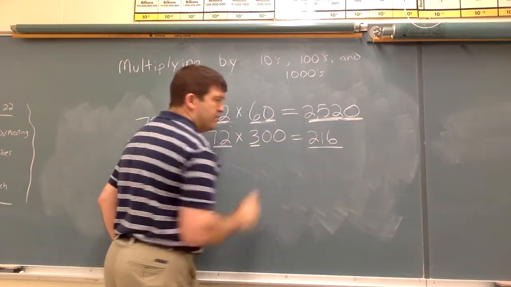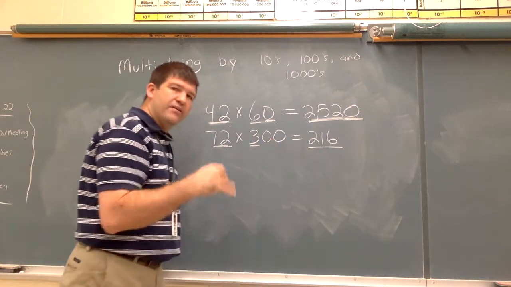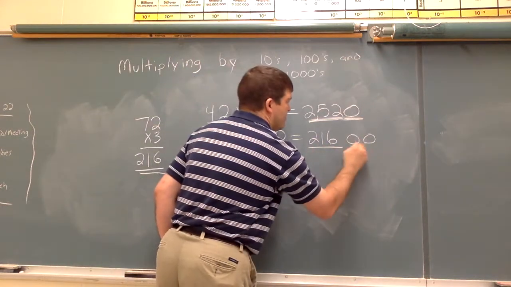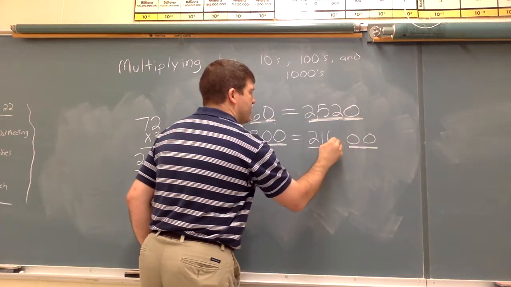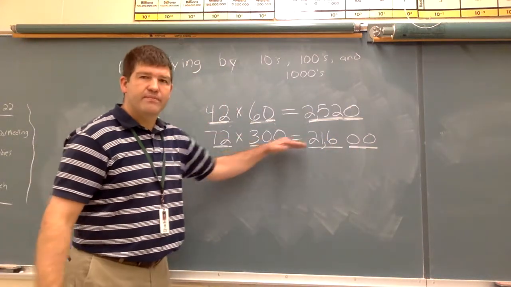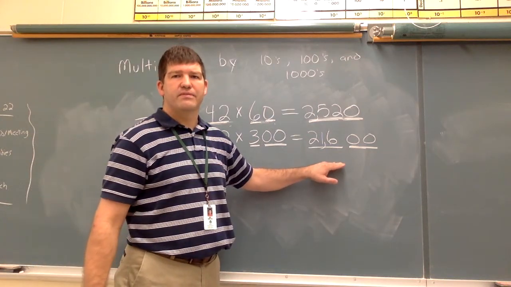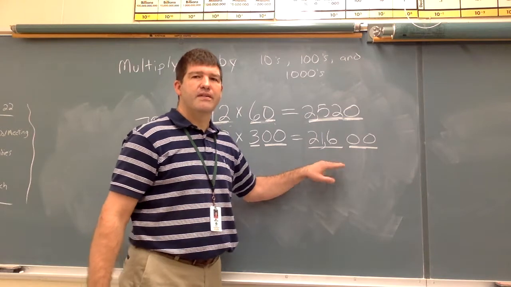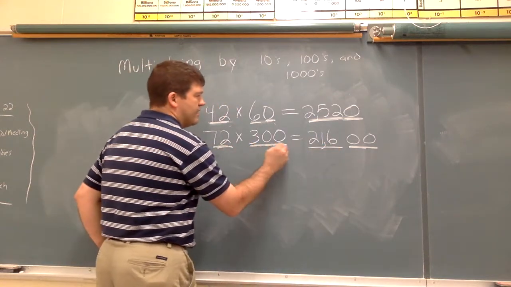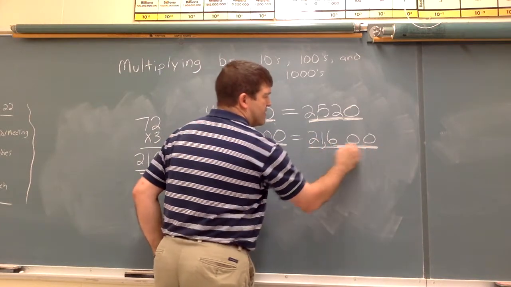72 times 3, 216. But I'm in this different place value. I got to go higher. So 1, 2, 1, 2, comma. And now I'm good. Everything equals. 72 times 300 gets me 216,000. Nope, I'm sorry, I said that wrong. 21,600. 72 times 300 gives me 21,600.